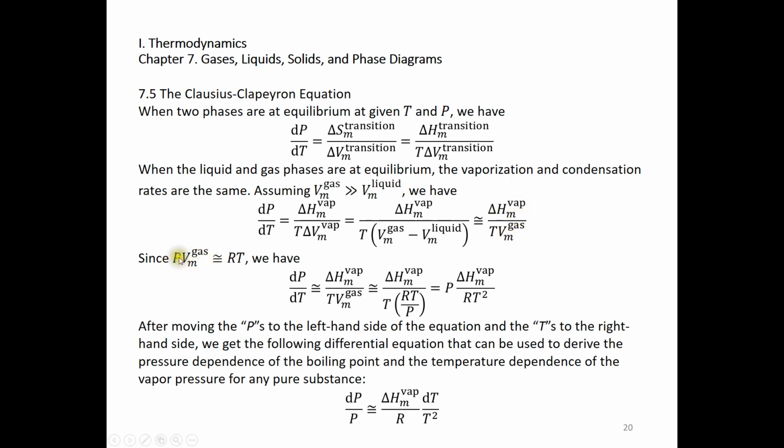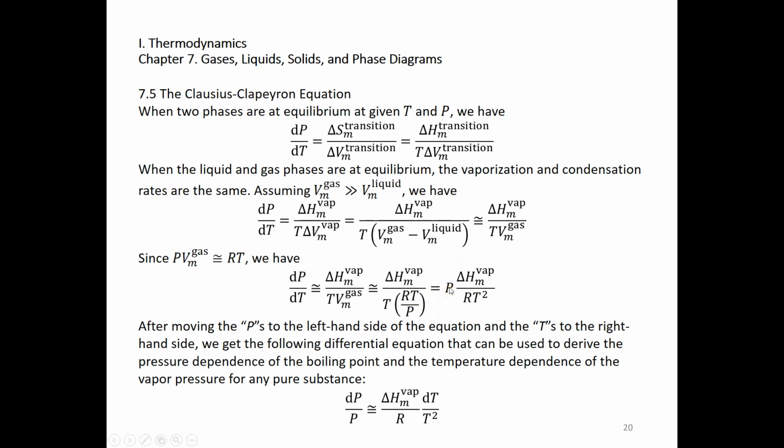And then, because we know PV is approximately nRT, therefore the molar volume of the gas is roughly RT over P. We're making another approximation here. Now, this molar volume of the gas phase is roughly RT over P. We replace the molar volume V of the gas with RT over P. And now we have this expression.